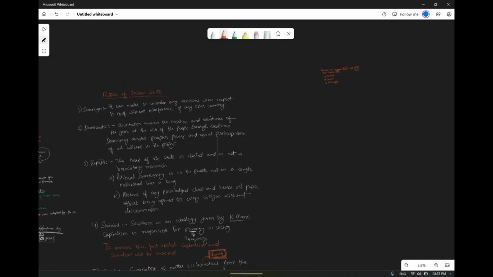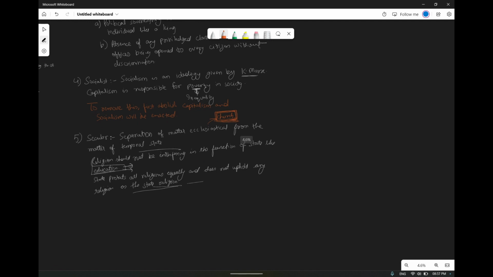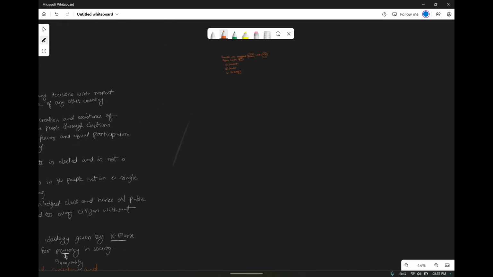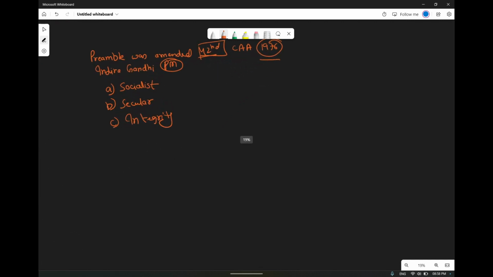What is secular? No state can interfere with religion. A state has a right to protect religion, and no religion can interfere with the functions of the state, and no state can declare a state religion. Okay, that we have seen. But there is a twist under the socialist thing.